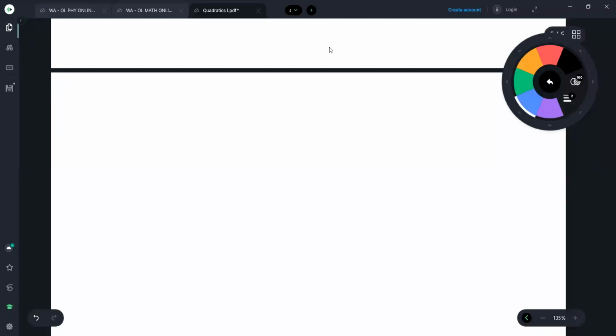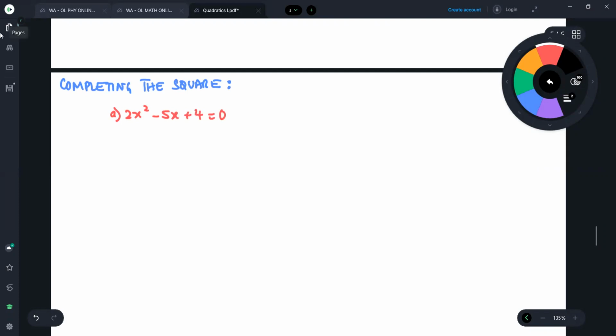Bismillahirrahmanirrahim. So I'm going to start off with completing the square again, the most difficult part of completing the square. If I am preparing a test paper, I am going to judge you on this, okay? So it says 2x square minus 5x plus 4 equals 0, and the examiner wants you to solve this using the completing the square method.